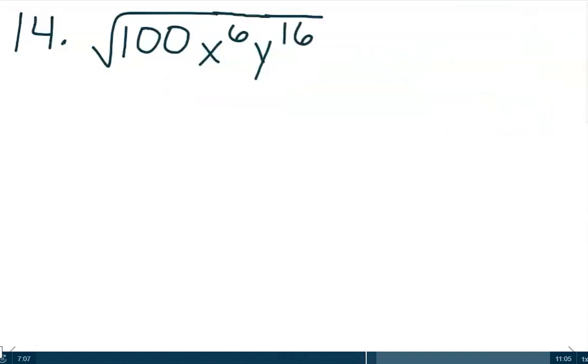Square root of 100 is 10. When you're taking the square root of a variable with an exponent, it's like dividing by 2. 2 goes into 6 3 times, no remainder, so we'll have x cubed. And then 2 goes into the 16 8 times, no remainder, so we'll have y to the 8th.